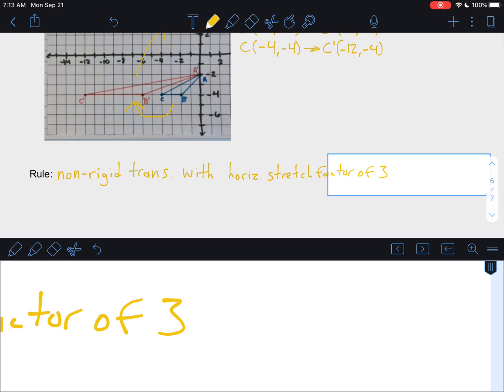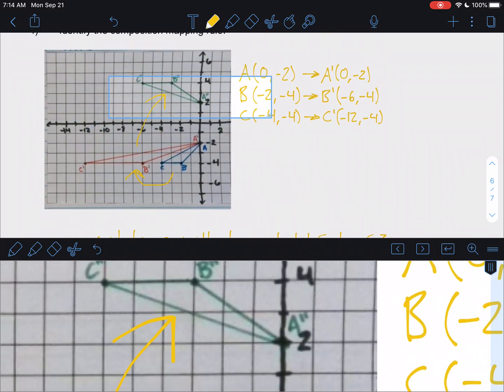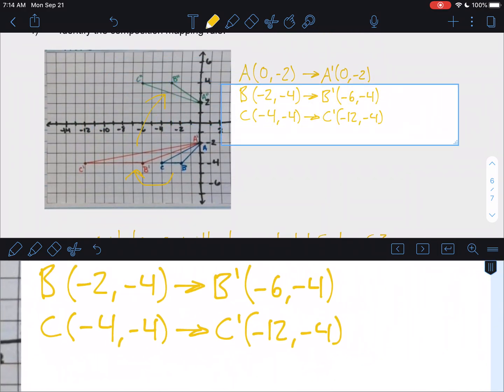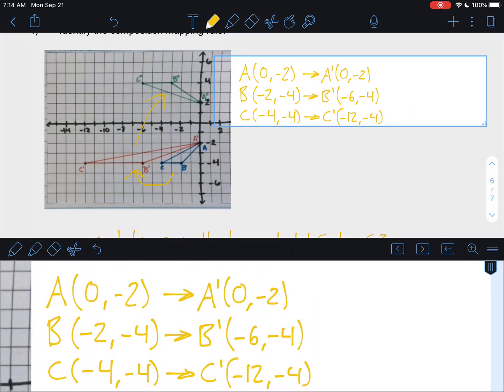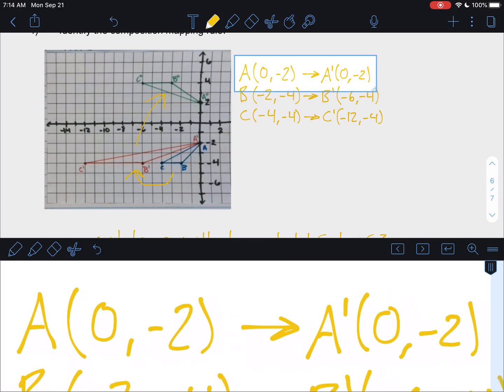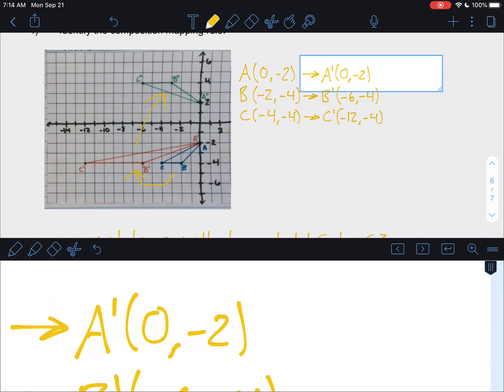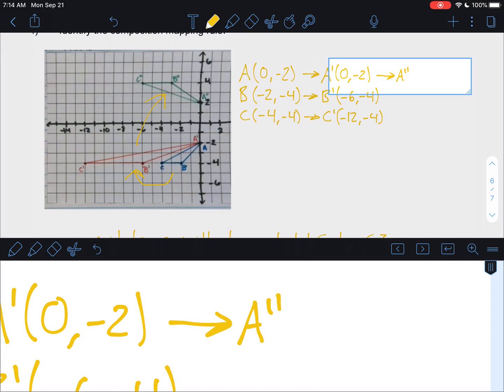Awesome. And then there's another one because it goes from the red triangle to the green triangle. So we need to identify what this is now. I'm going to do the same thing I just did, where I went from A to A prime. Now I'm going to go to A double prime. So from A prime, it goes to A double prime, which, looking at my coordinate plane here, is (0, 2).